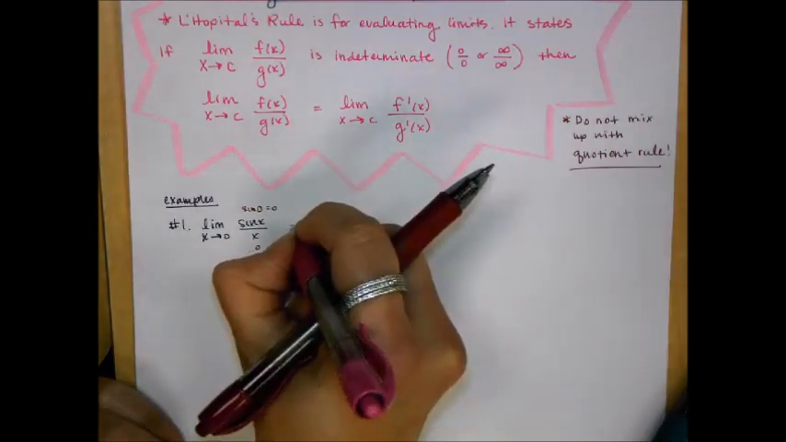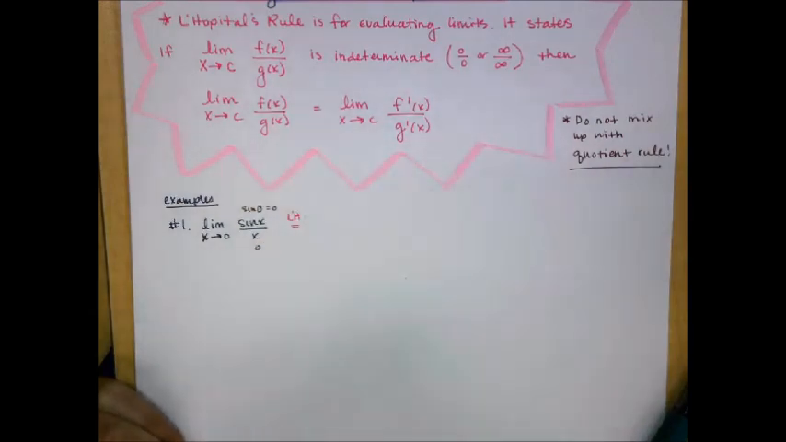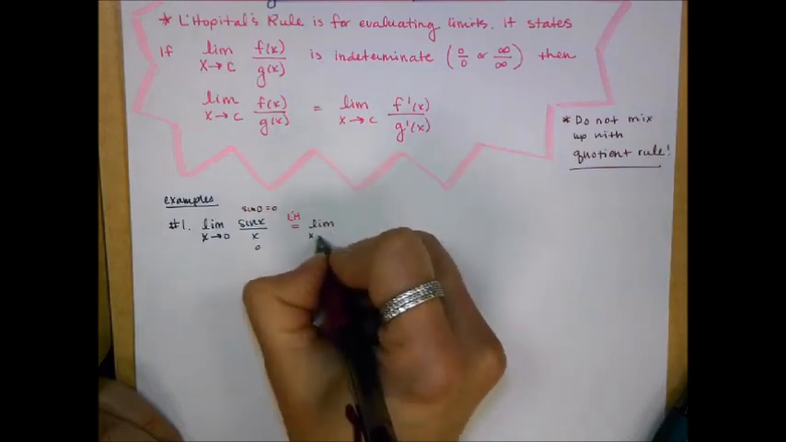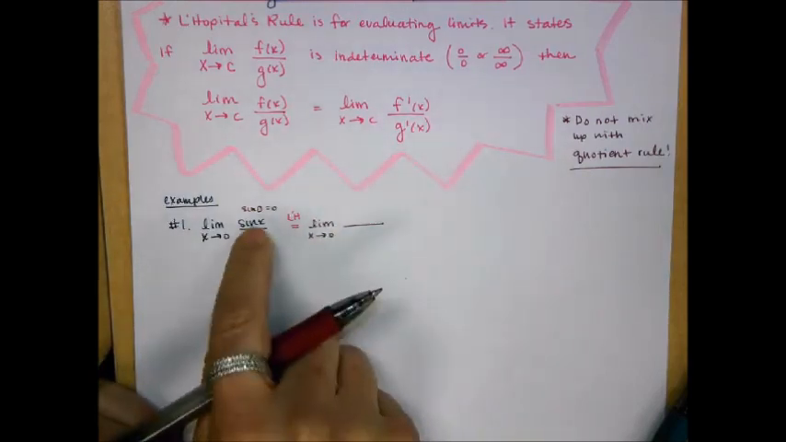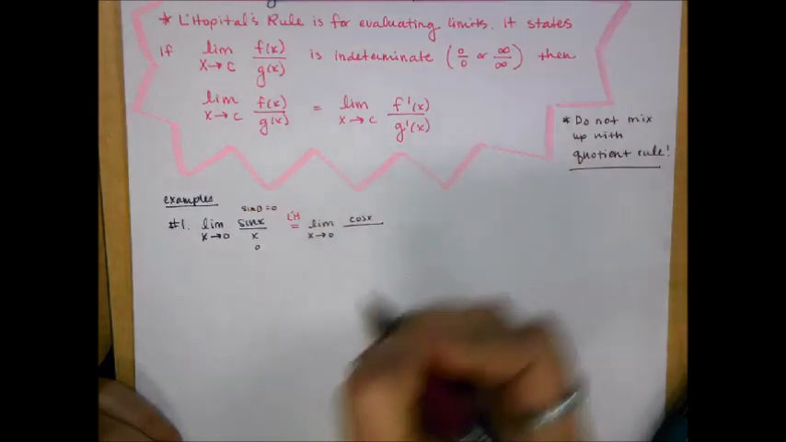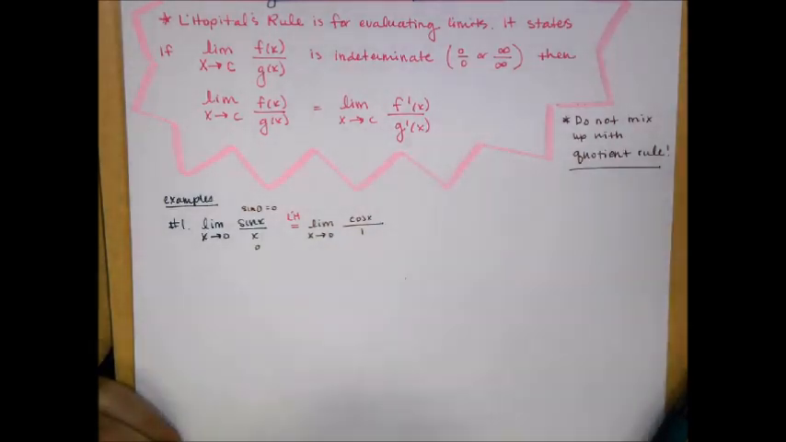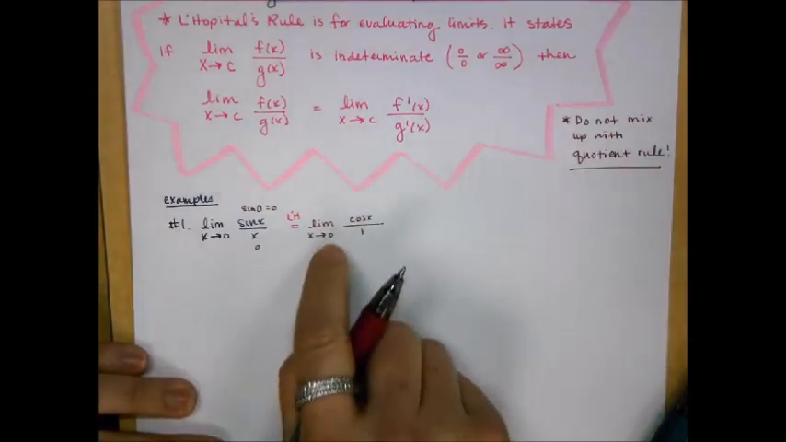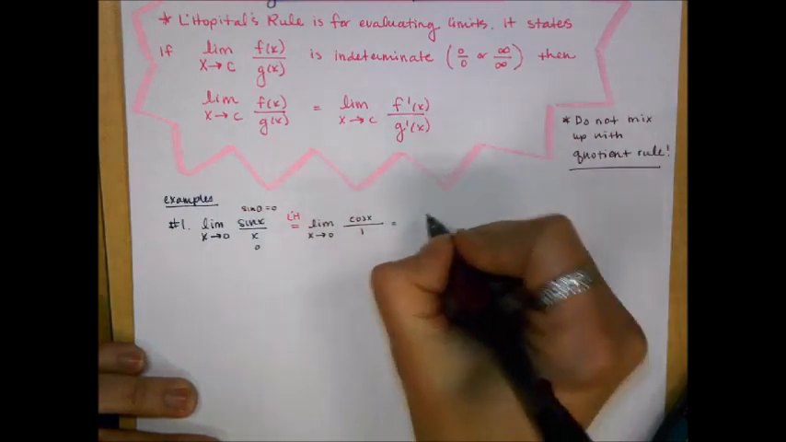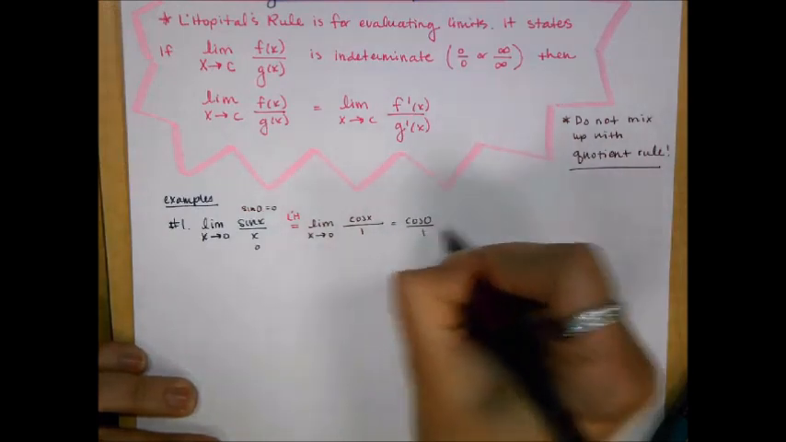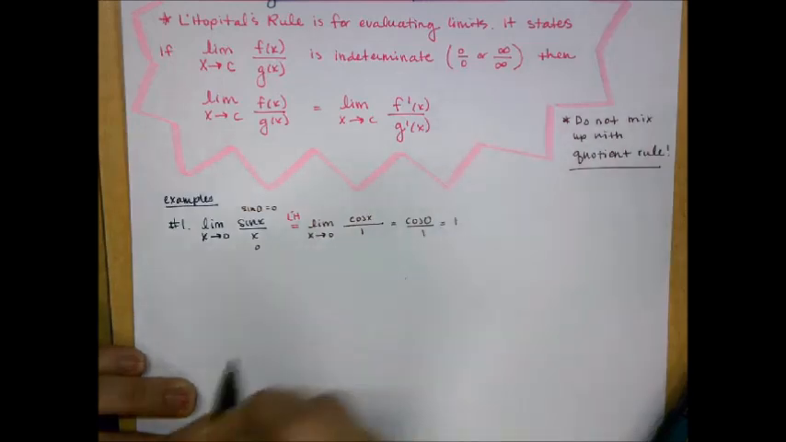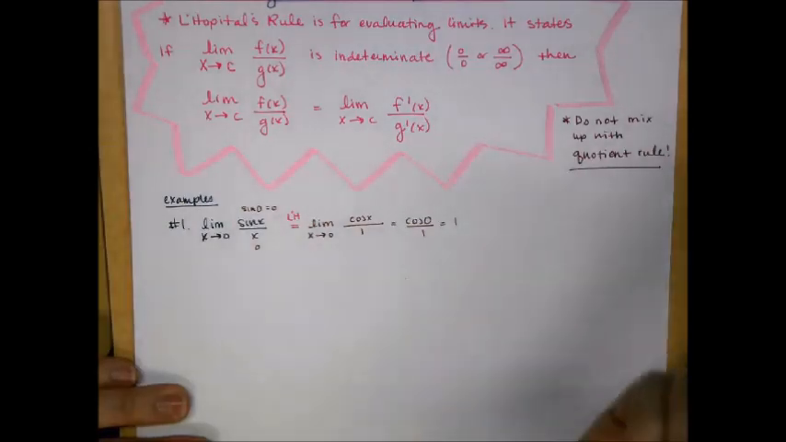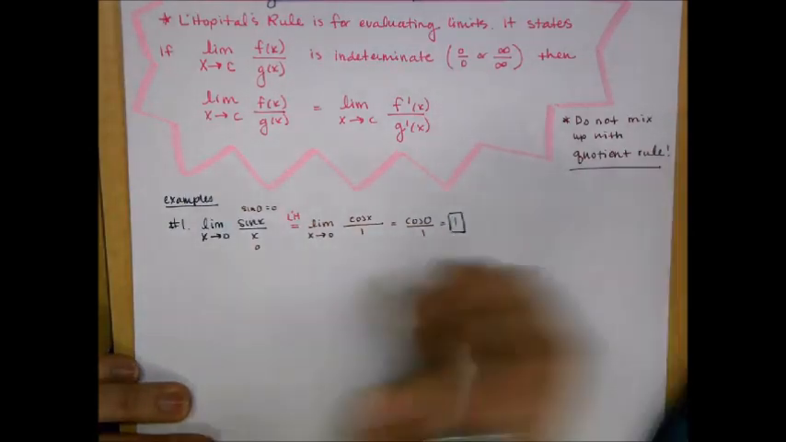So this is equivalent to, using L'Hopital, the limit as x approaches 0 of the derivative of sine, cosine, over the derivative of x, which is 1. So now try evaluating again. And when I do, I plug in 0 for x. I end up with cosine 0 divided by 1, and cosine 0 is 1. So 1 divided by 1 is 1. So there's that answer without having to have the value or that special trig limit memorized.